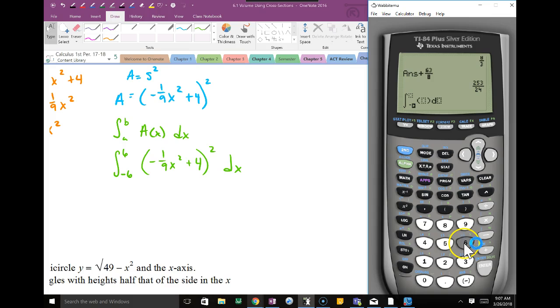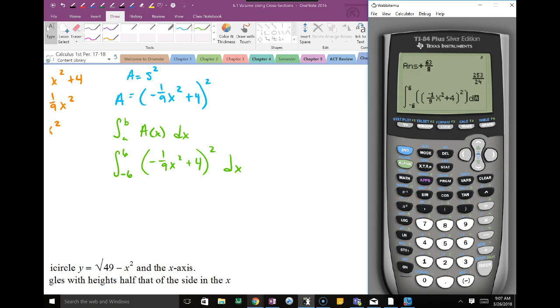So we're going to go from negative 6 to 6. You hit alpha window. Okay, and notice on this one I have to do a quantity squared, so I'm going to need a second set of parentheses. So I'm going to go parentheses, so I have 2 right there. I'm even going to throw in a fraction so it looks identical. Negative 1/9 x squared plus 4, and then on the outside of that I'm going to do a parenthesis and then hit squared.